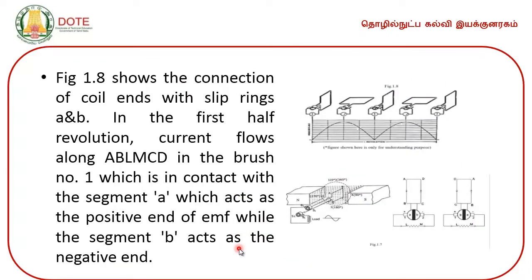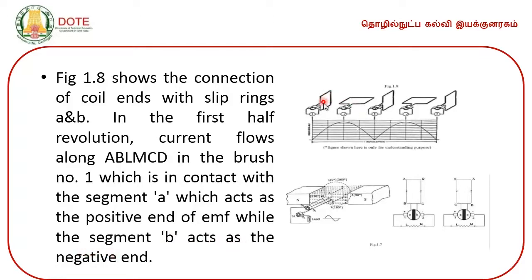Here figure 1.8 shows the connection of coil ends with the rings A and B. In the first half revolution, current flows along A, B, L, M, C, D. So, this is A, B, L, M, C and D. The brush number 1, which is in contact with the segment A, acts as the positive end of EMF, while the segment B acts as the negative end.